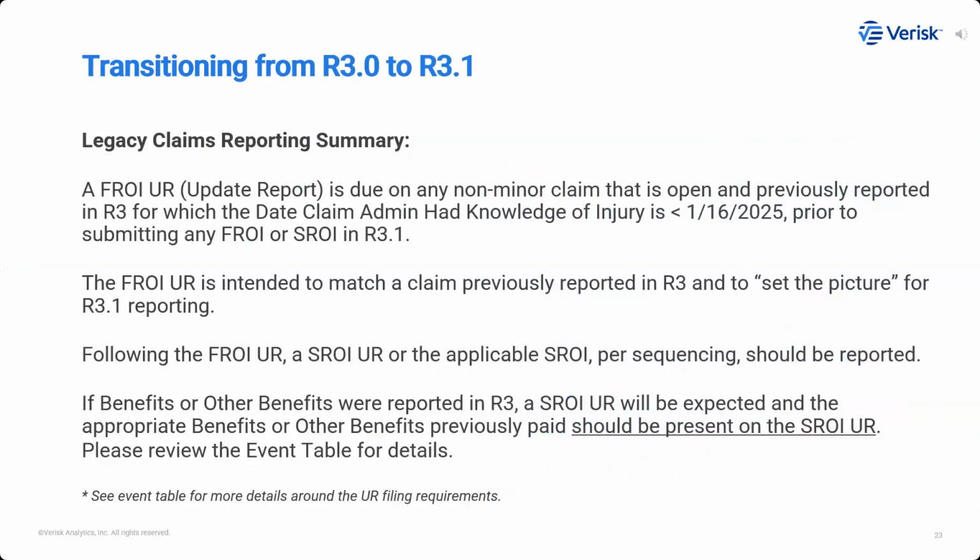The FROI UR is intended to match a claim previously reported in Release 3 and to, quote, set the picture for 3.1 reporting. Following the FROI UR, a SHROI UR or the applicable SHROI per sequencing should be reported. If benefits or other benefits were reported in Release 3, a SHROI UR will be expected and the appropriate benefit or other benefit previously paid should be present on the SHROI UR. All of this information is communicated on the event table, which we will discuss later in this presentation.